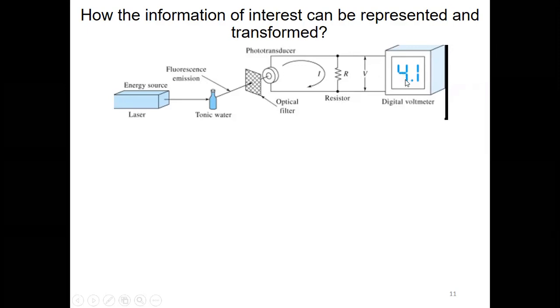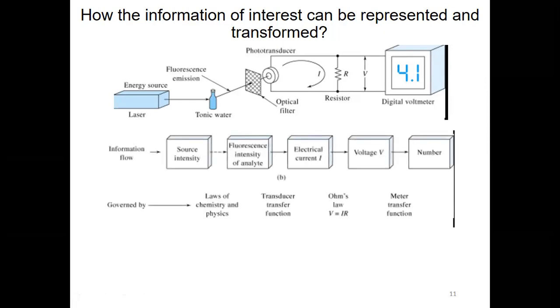So 4.1, that is in the non-electrical domain because it's a number. Using this number, we can have an idea about the fluorescence intensity. Then we can get an idea about the analyte concentration. Okay, look at this one. This is how the information flows.